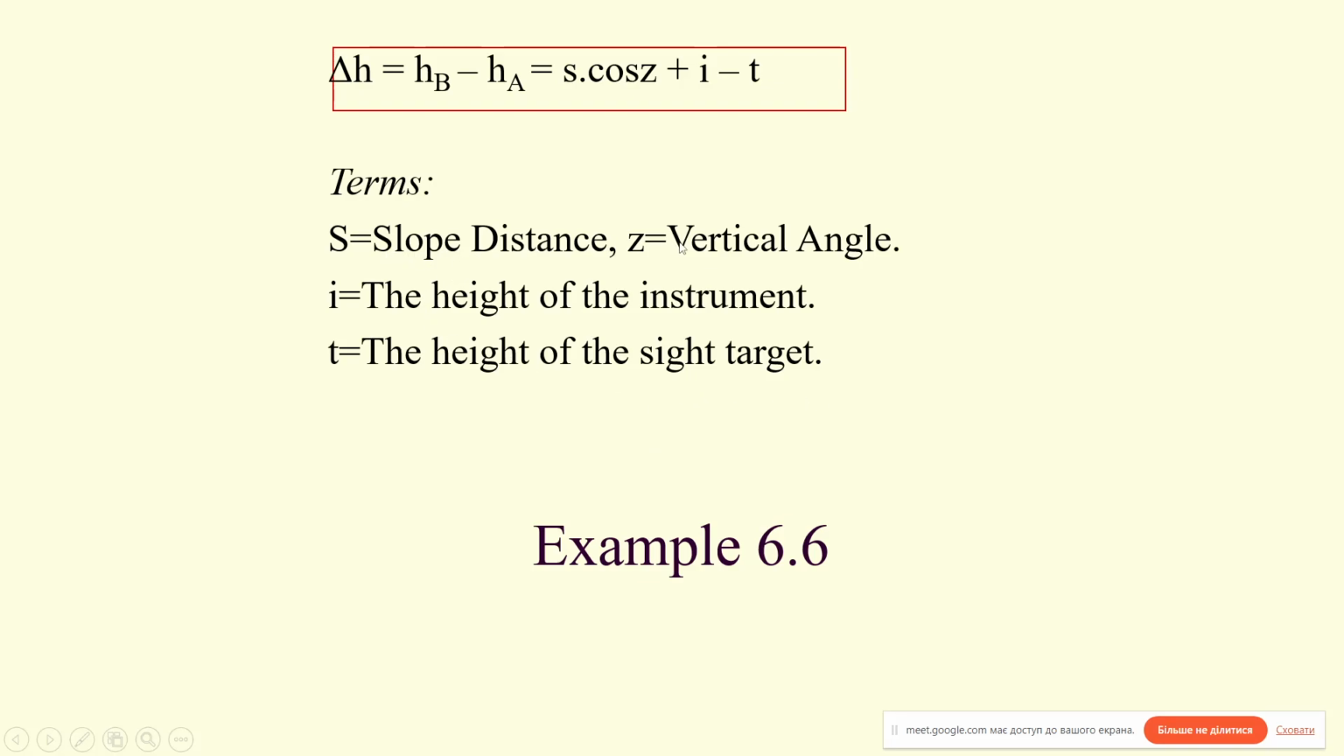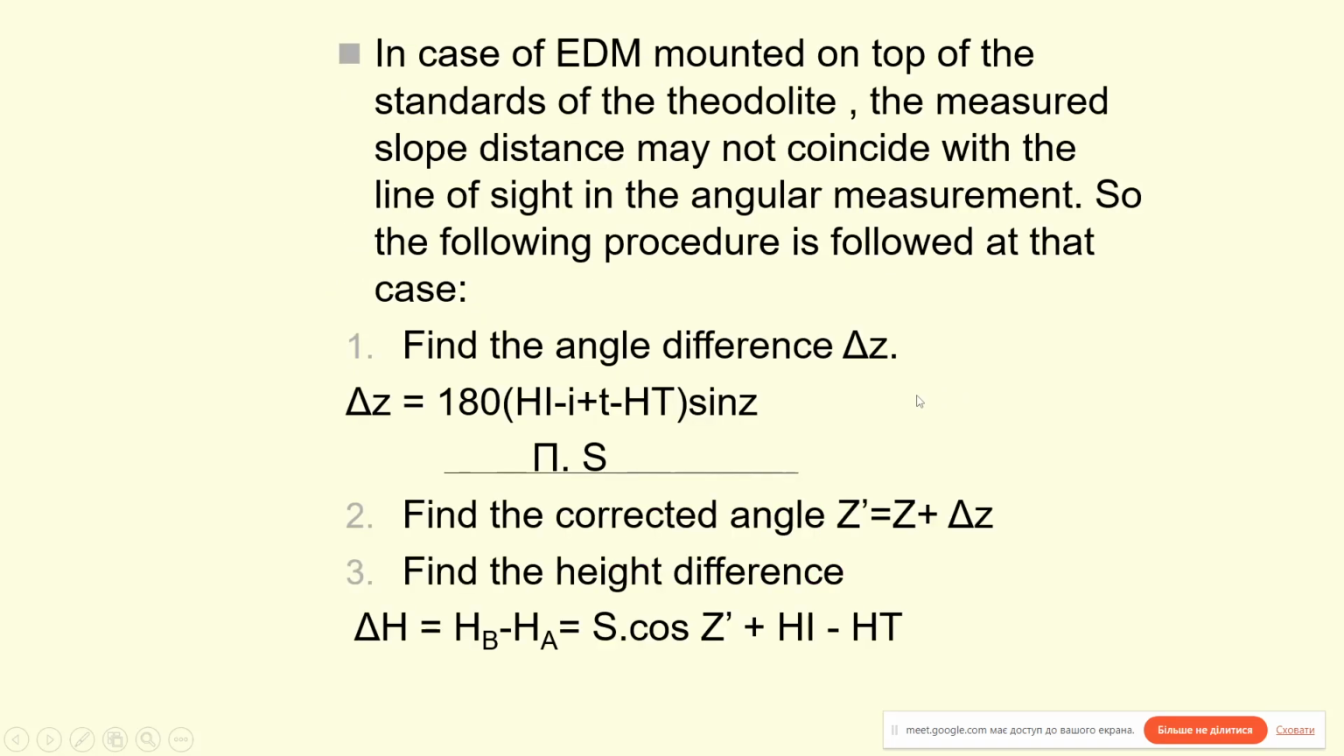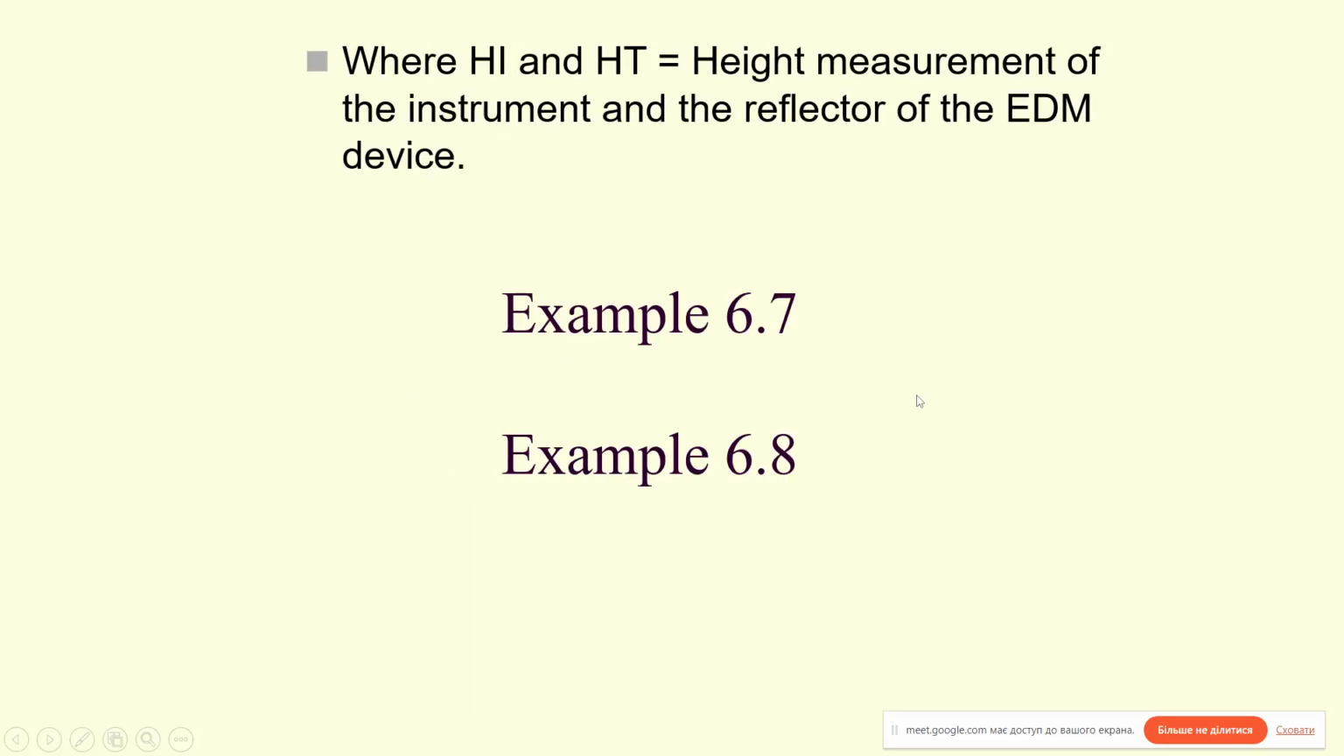S means slope distance, Z vertical angle, I the height of the instrument, T is the height of the target. And here you can see examples and practice.